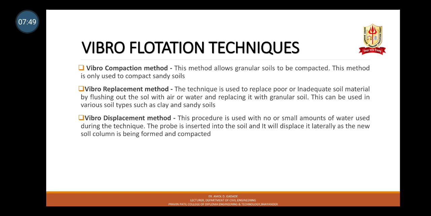Vibro replacement method is used to replace poor or inadequate soil material by flushing out the soil with air or water and replacing it with granular soil. This can be used in various soil types such as clay and sandy soil. In the vibro displacement method, the procedure is used with a small amount of water during the technique. The probe is inserted into the soil and it will displace it laterally as a new soil column is being formed and compacted.